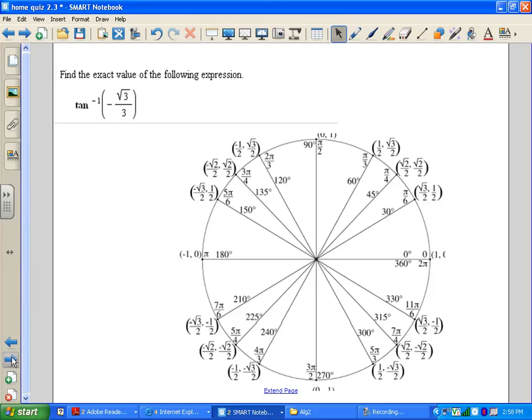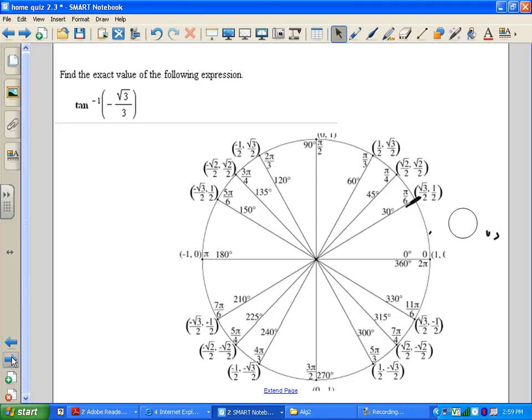Okay, next one, we're going to evaluate this: the inverse tangent of negative square root of 3 over 3. So let's find where tangent is negative square root of 3 over 3. Let me go to the first quadrant and find which one was square root of 3 and which one was square root of 3 over 3. So we'll start right here. I don't have that memorized, so we do sine over cosine. It would be 1/2 times the reciprocal of square root of 3 over 2, so 2 over square root of 3. And so that gives me 1 over square root of 3, which would give me square root of 3 over 3.